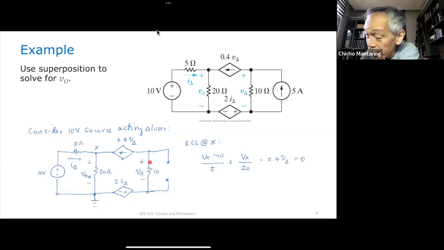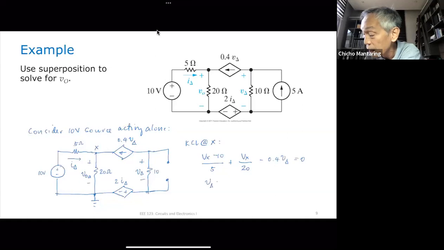The current flowing through this 10 ohm resistor is actually this current, right? There's only one current flowing through this branch, and that's this. It's 0.4 V delta, right? So if I know the current flowing through the 10 ohm, I should be able to get the voltage across the 10 ohm. But the voltage across the 10 ohm is this V sub delta. So what is V sub delta?